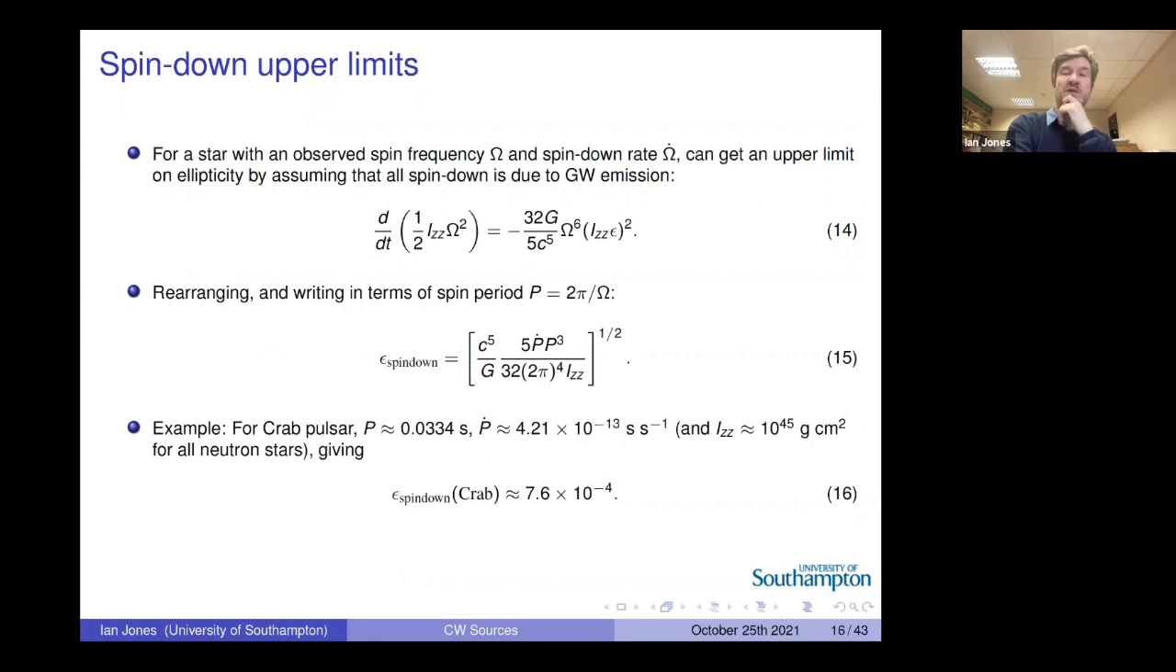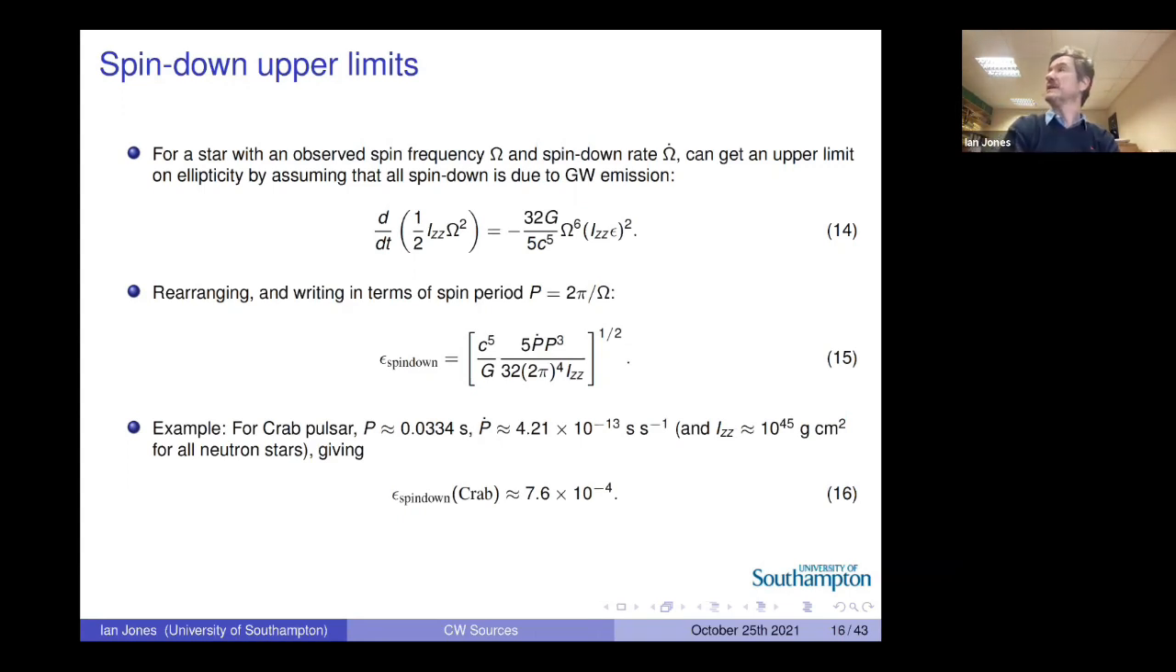So we started off using omega for the angular spin frequency. It's conventional and useful now to convert to spin period P. So P is 2 pi over omega. You can see in this next formula that the spin period P appears, but also P dot, the time derivative. That's called the period derivative, the rate at which the period is increasing.